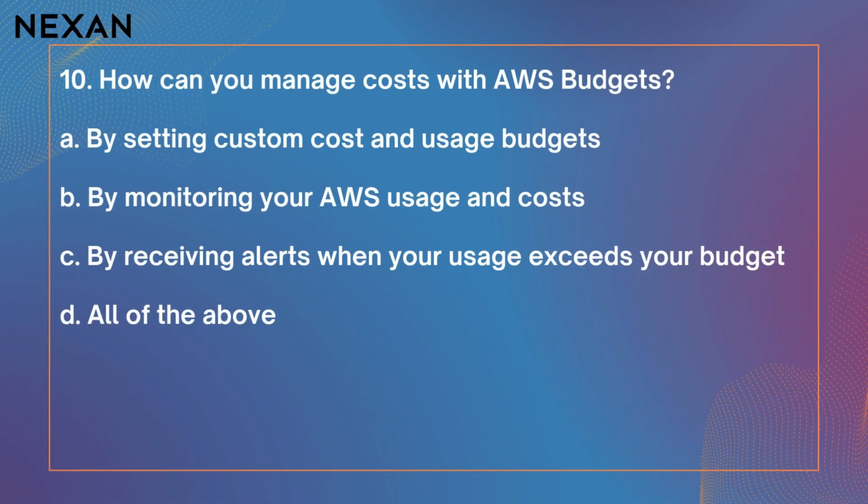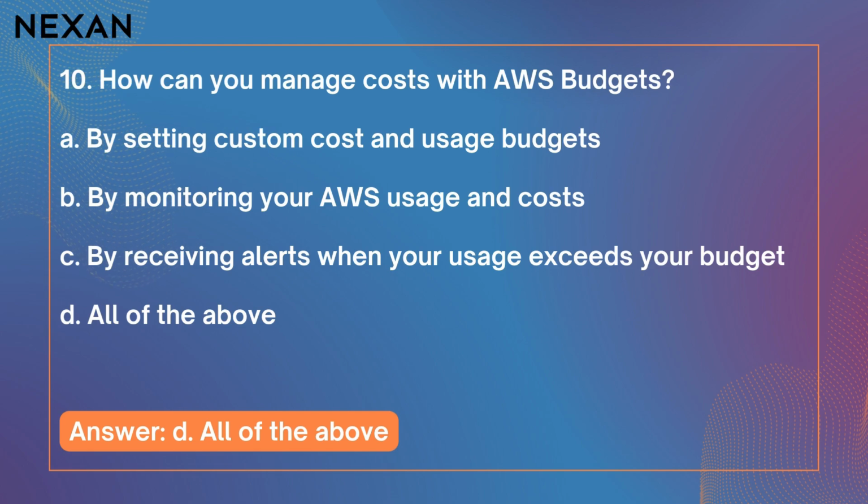10. How can you manage costs with AWS Budgets? A. By setting custom cost and usage budgets. B. By monitoring your AWS usage and costs. C. By receiving alerts when your usage exceeds your budget. D. All of the above. Answer: D. All of the above.